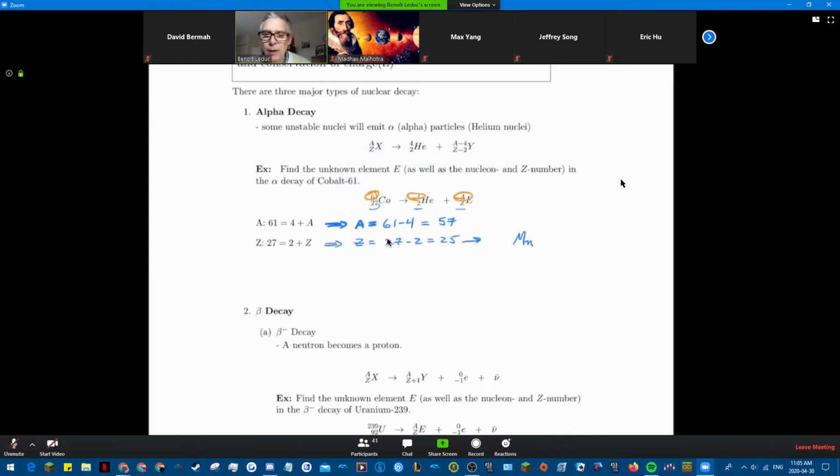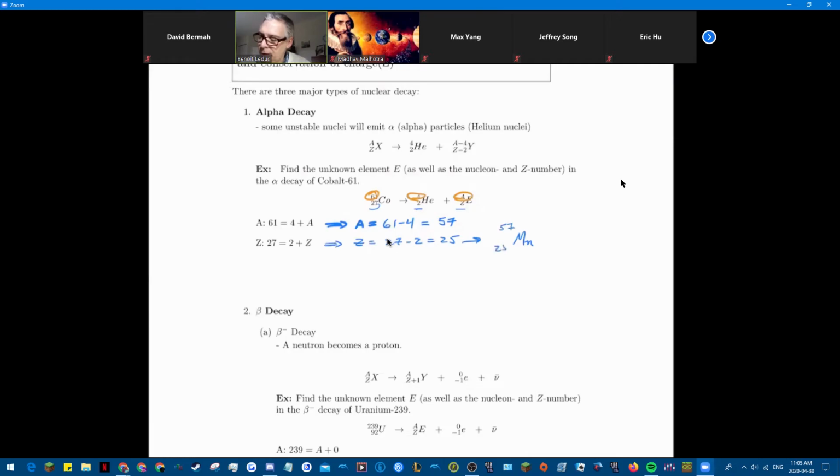So this one here is manganese. All right, I'll put your N, your famous N. I don't like this N, but anyway, this is 57, 25. So it's manganese-57, with Z equal to 25. There we go. Make sure you have a periodic table.